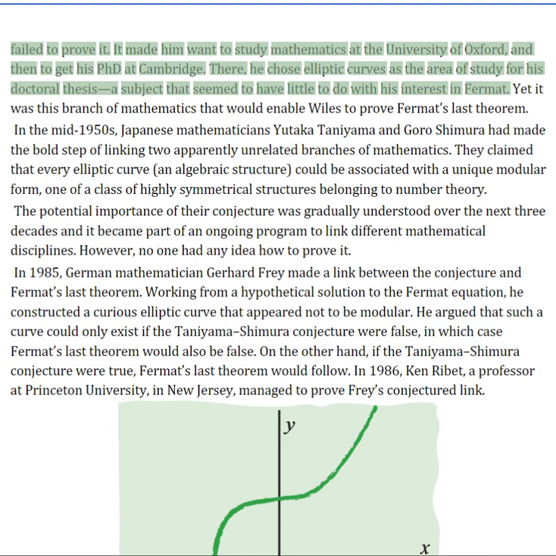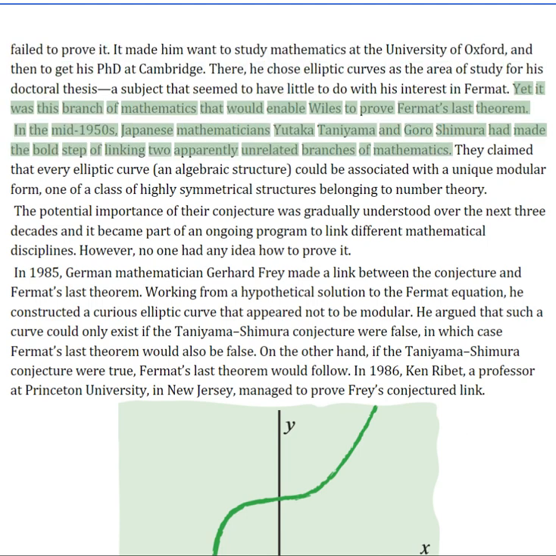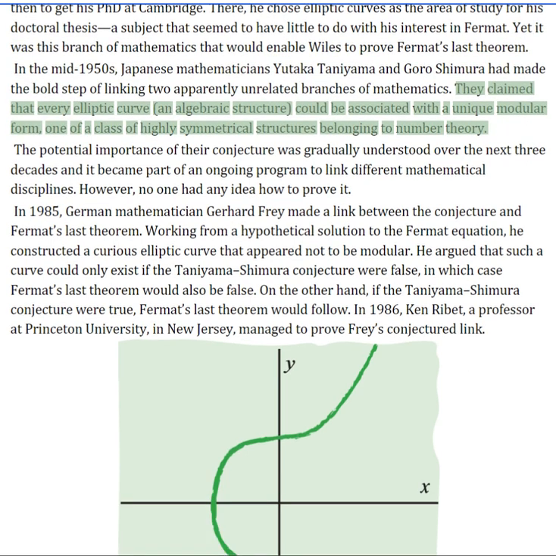at Cambridge. There, he chose elliptic curves as the area of study for his doctoral thesis, a subject that seemed to have little to do with his interest in Fermat. Yet it was this branch of mathematics that would enable Wiles to prove Fermat's last theorem. In the mid-1950s, Japanese mathematicians Yutaka Taniyama and Goro Shimura had made the bold step of linking two apparently unrelated branches of mathematics. They claimed that every elliptic curve could be associated with a unique modular form, one of a class of highly symmetrical structures belonging to number theory.